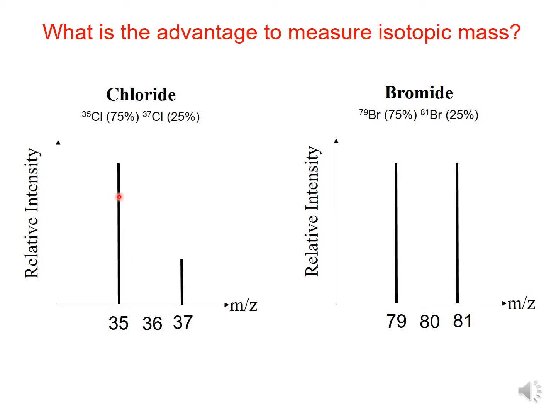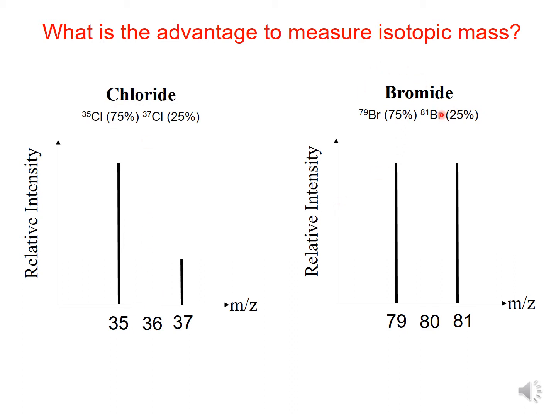I have the 35 here corresponding to the chloride 35, and I have also the 37 here corresponding to the chloride 37. And the ratio represents 75 and 25 in terms of intensity. Of course, there is nothing at 36 because at 36 you have no isotope.